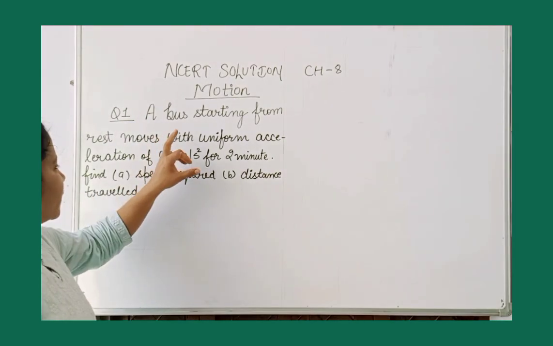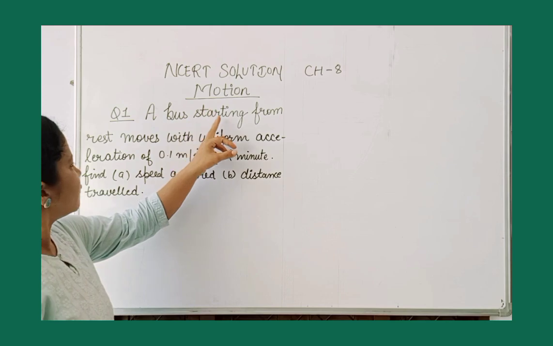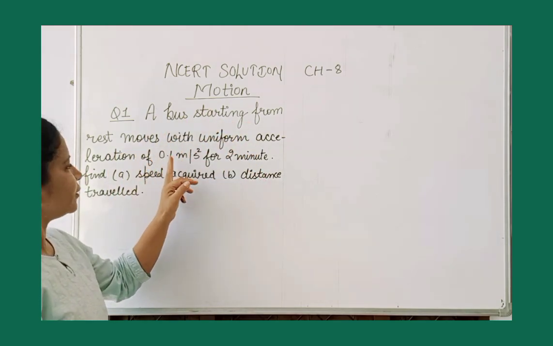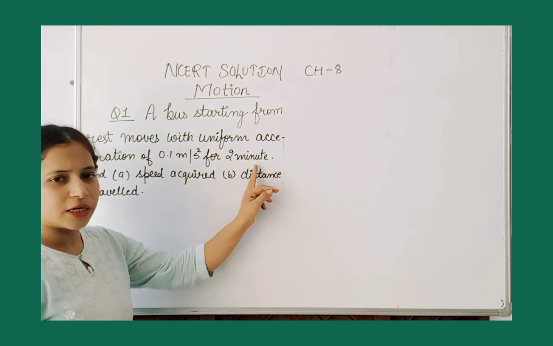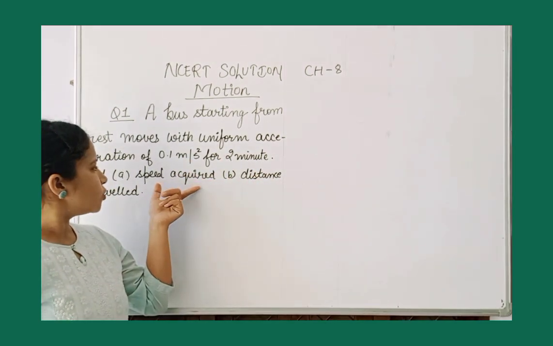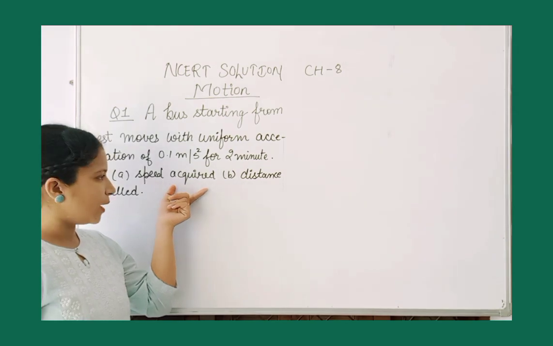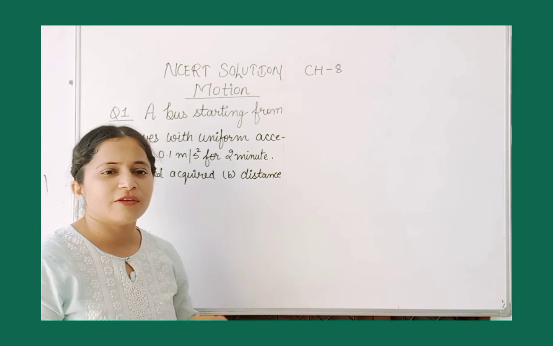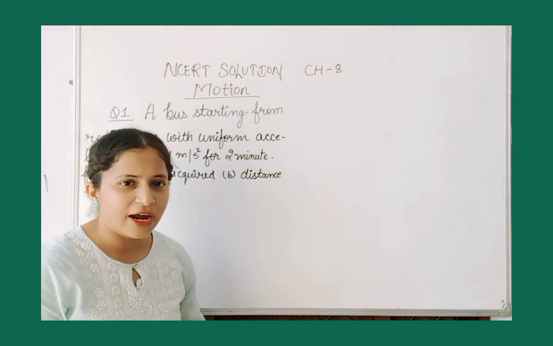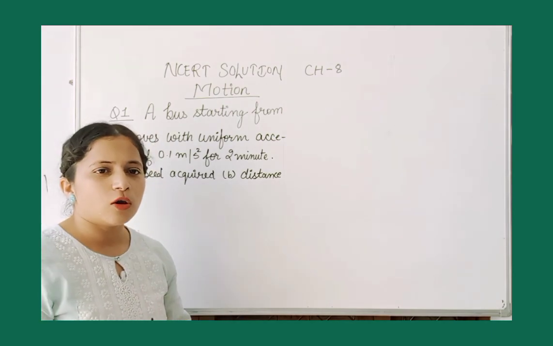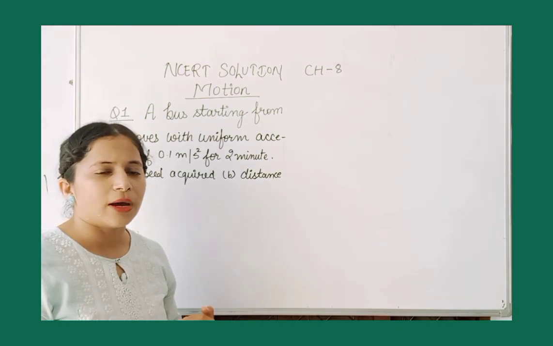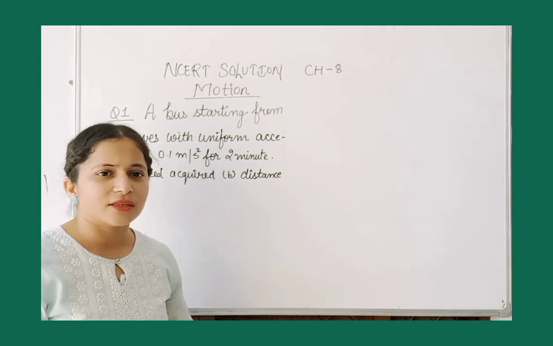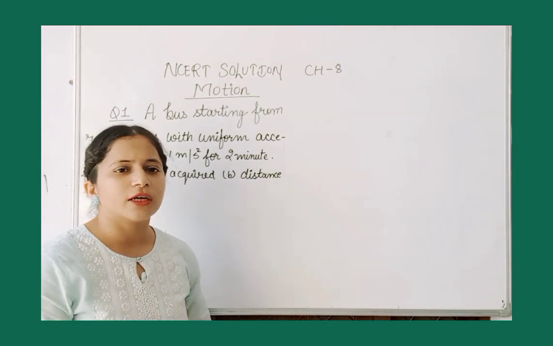In this numerical, what it wants to say: a bus starting from the rest moves with uniform acceleration of 0.1 meter per second square for 2 minutes. You have to find the speed acquired and the distance traveled. How we will solve this question? Previously I told you about that, but in this video I will also explain how to solve the numericals to gain the maximum marks, as the students are facing difficulties in solving the numericals.